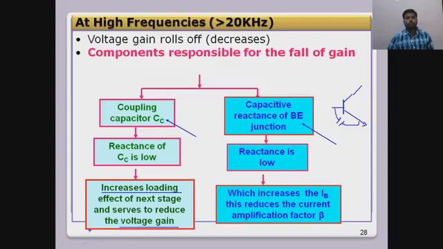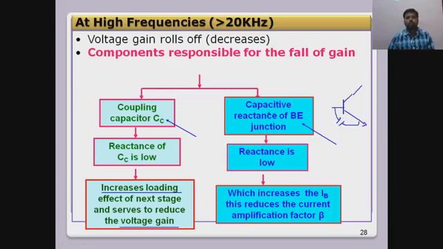So this is because of high frequencies. The coupling capacitor offers very low reactance, which is nothing but a short circuit. Due to this short circuit, the DC isolation is removed between the two stages. So now there is a loading effect of the next stage, and because of this the voltage gain reduces. This is condition number 1.